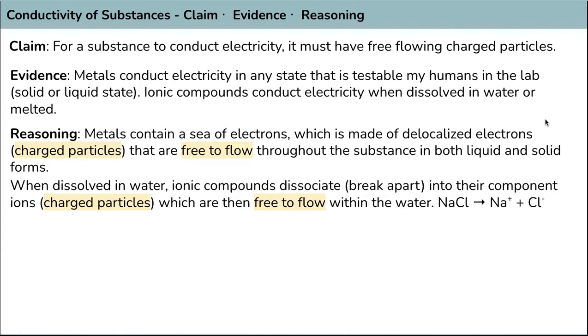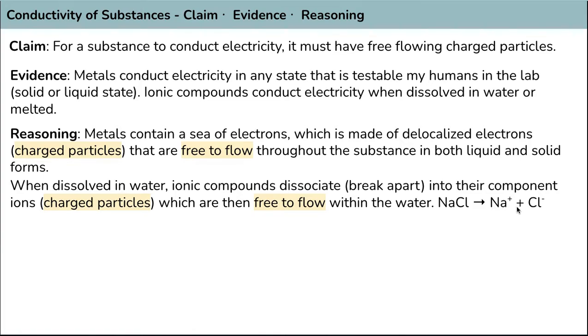Now that these charged particles are no longer stuck together by the attractive forces of opposites attract, they are free to flow within the water. So sodium chloride, when I put it in water, breaks apart into my sodium ion, which is a +1 charge, and my chlorine ion, which is a -1 charge. Now these two ions are floating around freely within the water.